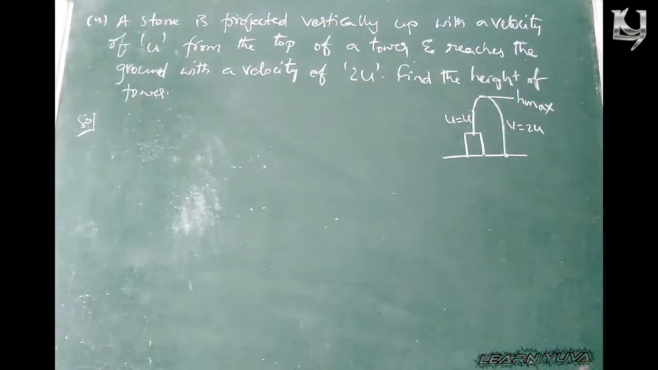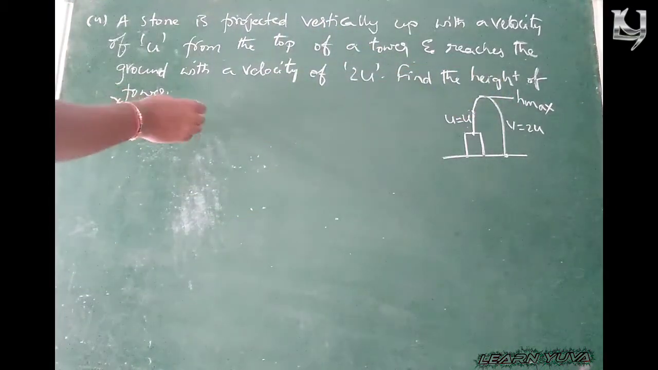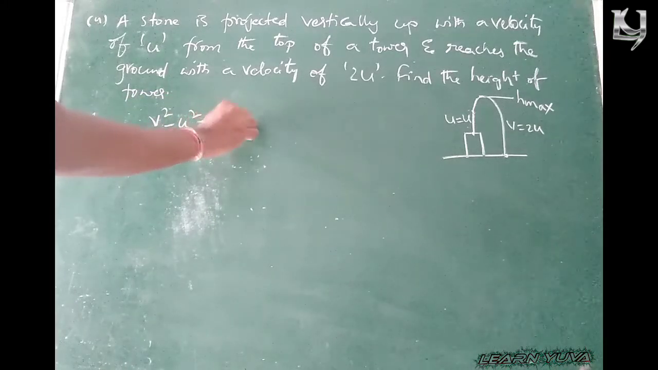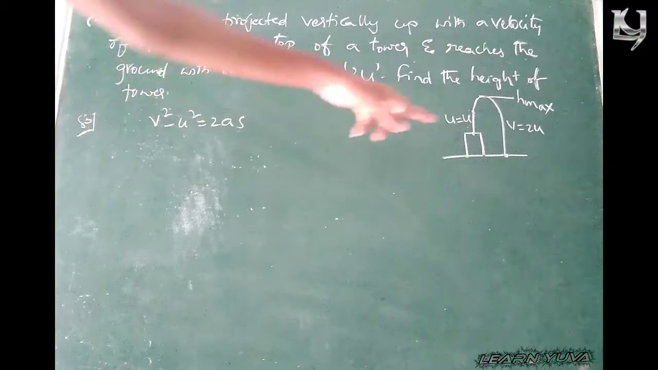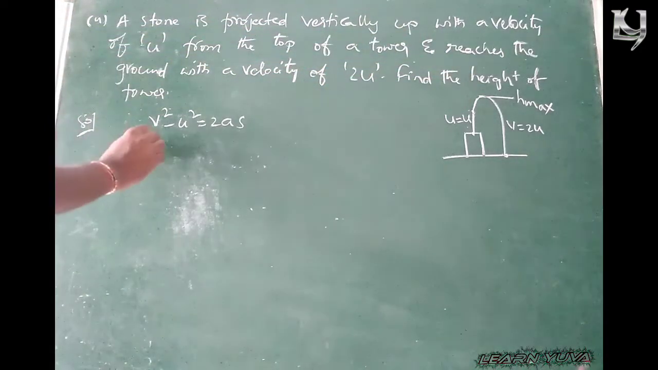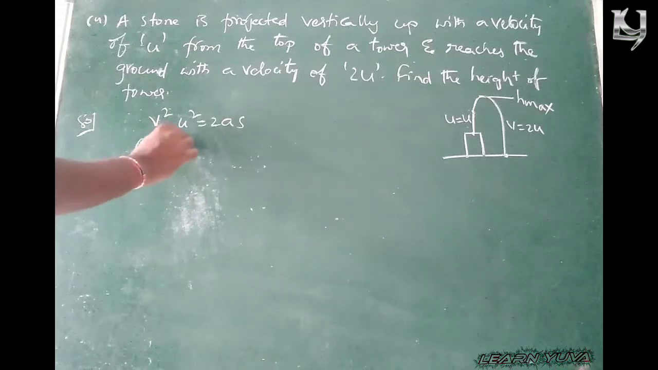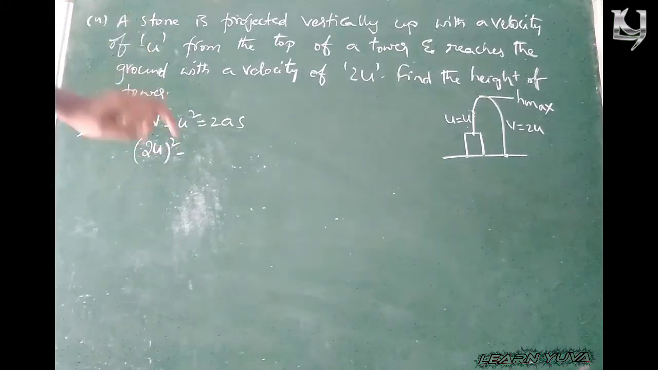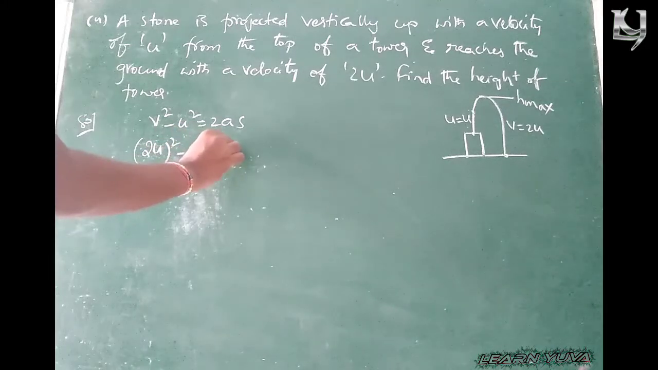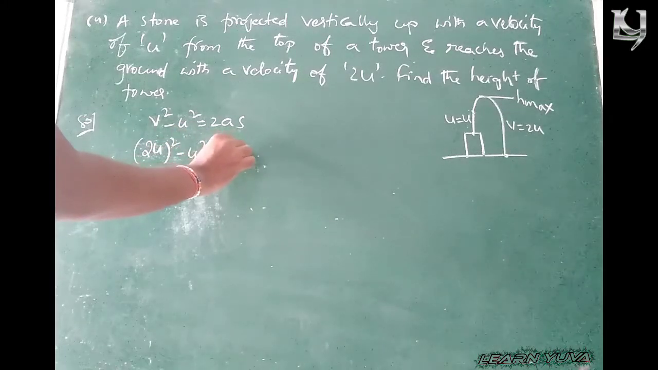So by the formula v square minus u square is equal to 2as. Here v is 2u, so (2u) square minus u square, where the initial velocity is u only, is equal to 2as.